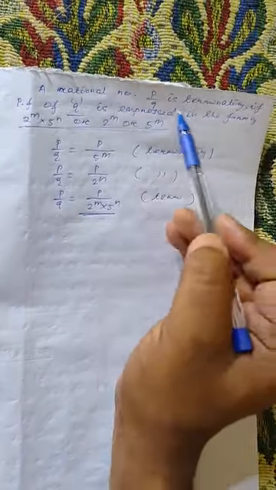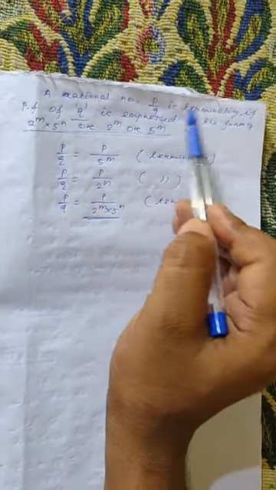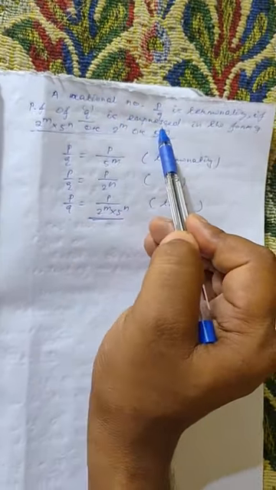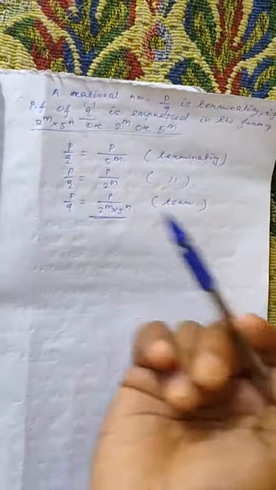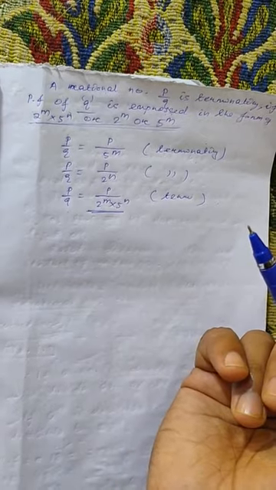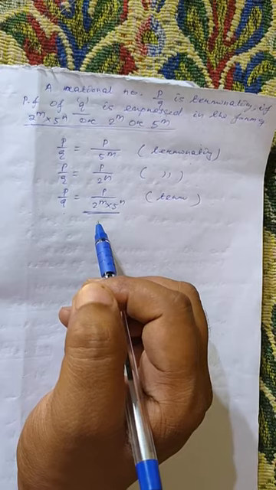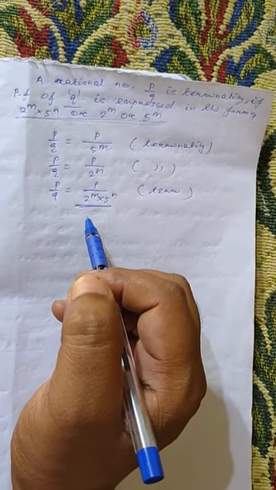Similarly, a rational number p by q is non-terminating if the prime factors of q are not expressed in this form. Same thing. So students, this is all about the decimal expansions of rational numbers.